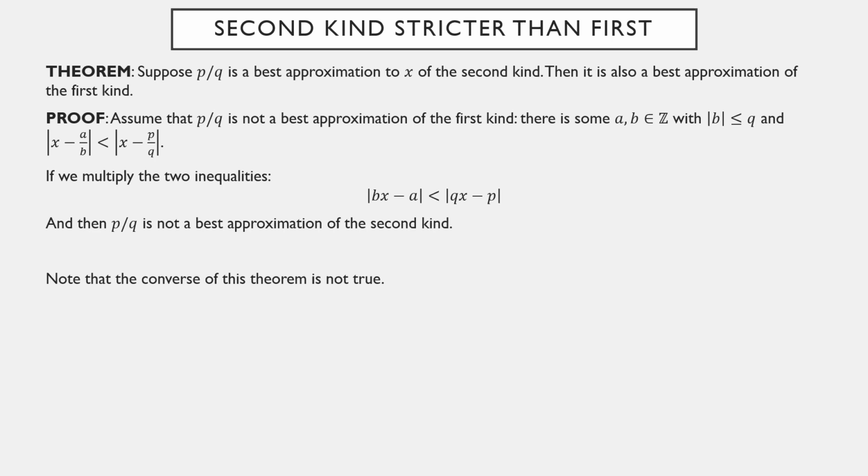The converse of this theorem, by the way, is not true. So if you are a best approximation of the second kind, then you are a best approximation of the first, but not necessarily in the other direction. We'll get more into that later, but it's not going to be the focus of this video. This is now going to turn our attention to best approximations of the second kind. We'll look at the first kind later.